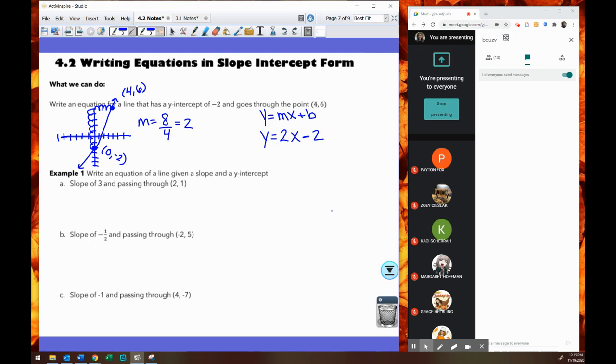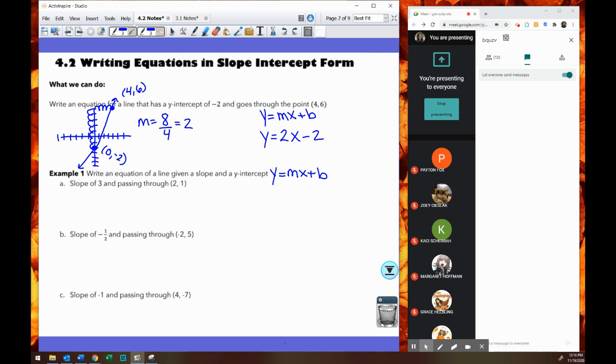Today we're getting into how do we do this without drawing and sketching this big ugly graph. So for example 1, we're given a slope and we're given a point. I want to bypass this whole graph section to get to my equation. So again, we're writing it in slope-intercept form. So that means I need to know the slope and I need to know the y-intercept. What do I know already? Right off the bat for part A.